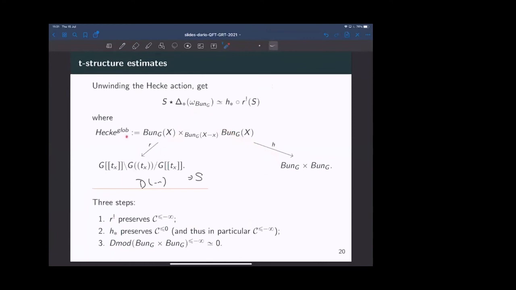So what is this? This is the global Hecke stack. So it's a pair of two G-bundles on the curve that are identified on the punctured curve. And this map just forgets the identification, just to remember the two bundles. And this map R stands for restriction. I just restrict the curve to a disk around little x and obtain this double quotient. This double quotient parameterizes two G-bundles on the disk at x that are identified away from the origin.